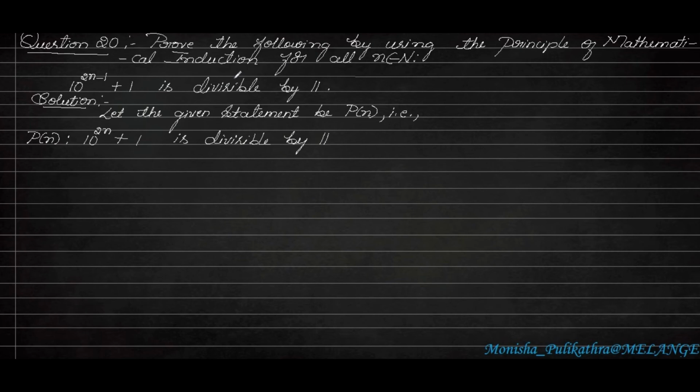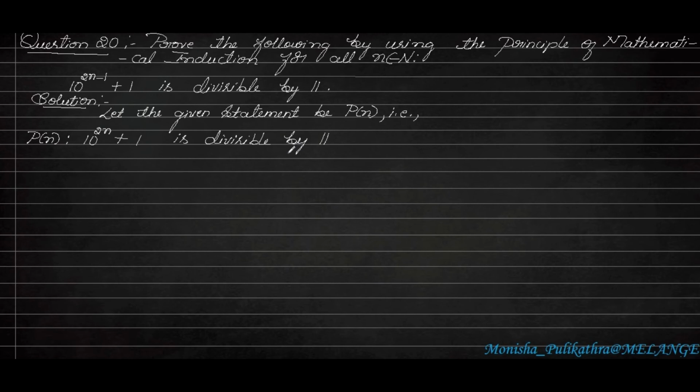Here, prove the following by using the principle of mathematical induction. Just like the previous question where we proved divisibility by 3, here we have to prove that 10 to the power of 2n minus 1 plus 1 is divisible by 11. Let us take this statement as P of n, that is, 10 to the power of 2n minus 1 plus 1 is divisible by 11.